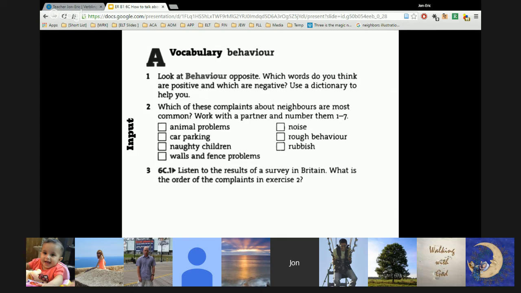The second in the list is rough behavior, and after that, in third place, naughty children. The fourth place is problems with walls and fences. After that, in fifth place, are problems to do with car parking. In the sixth place are animal problems, for example, dogs barking. And finally, in seventh place, are problems to do with rubbish.